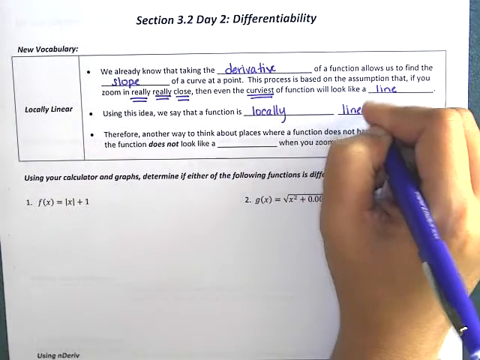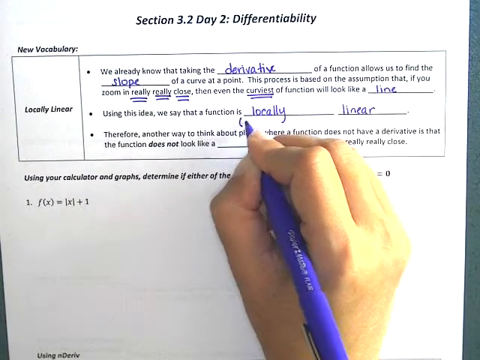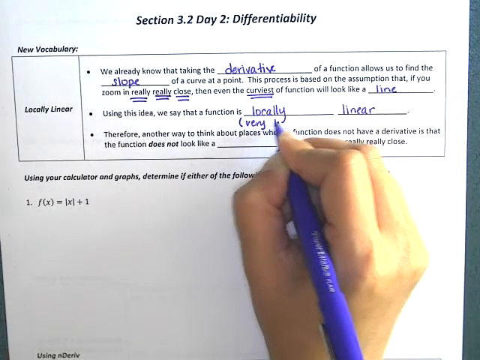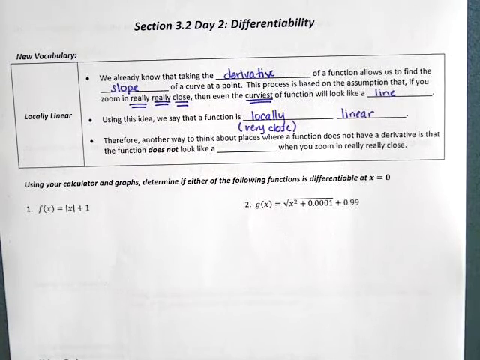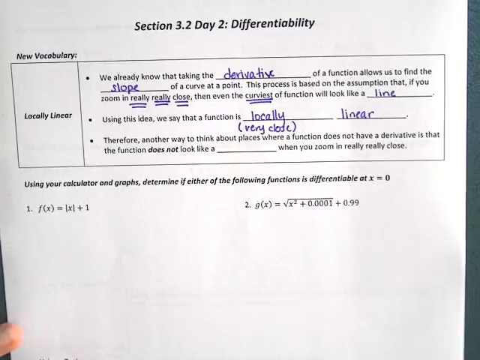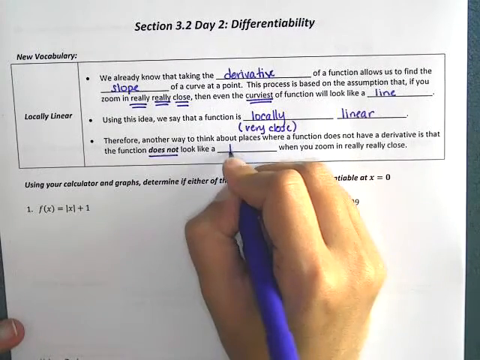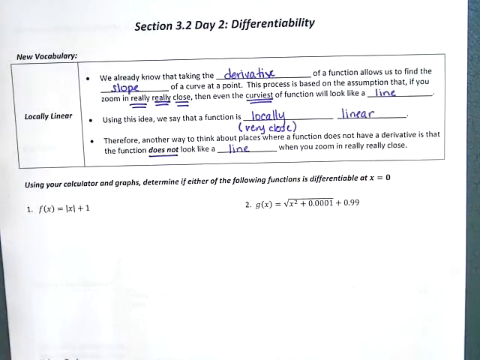Think about the word local as meaning very close. So if I say I'm going to like my local grocery store, it means it's close to my house. If we zoom in very close, every graph looks like a line. Therefore, another way to think about places where a function does not have a derivative is that the function does not look like a line when you zoom in really close.